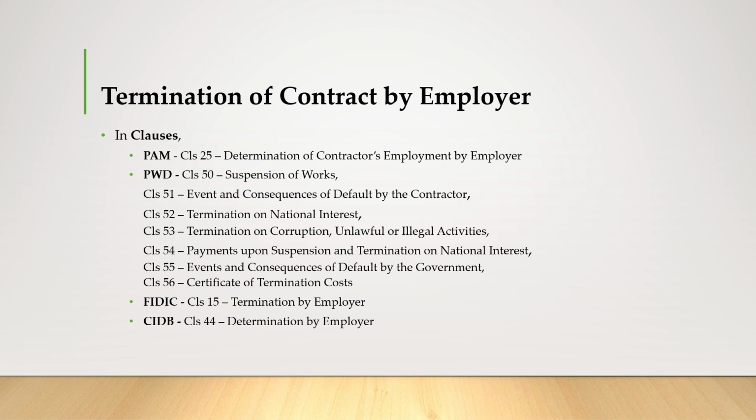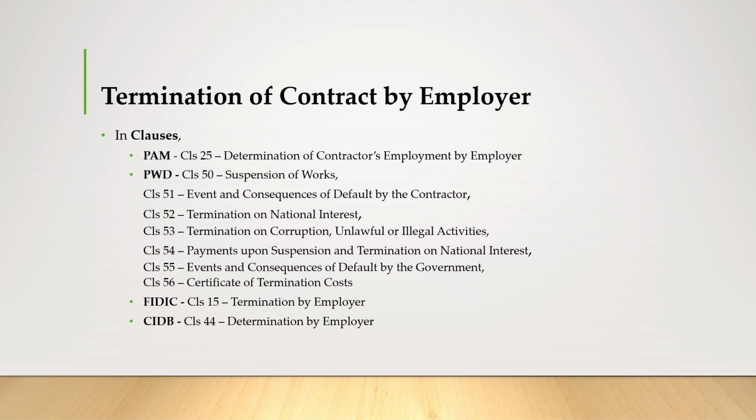So lastly, the termination of contract by employer. This is stated in PAM in clause 25, determination of contractor's employment by employer. And in PWD, this is stated under clause 50, suspension of works. Clause 51, the events and consequences of default by the contractor. Clause 52, the termination on national interest.